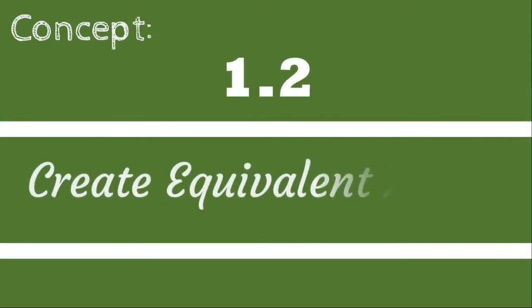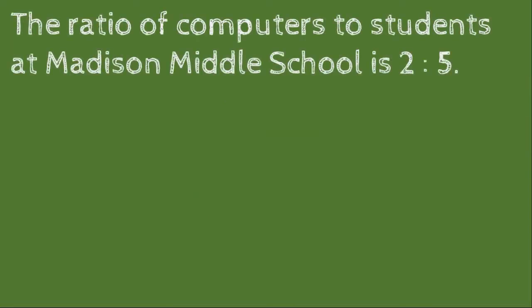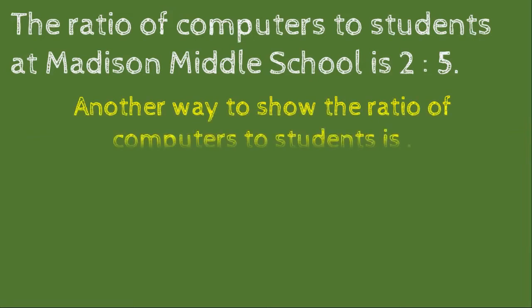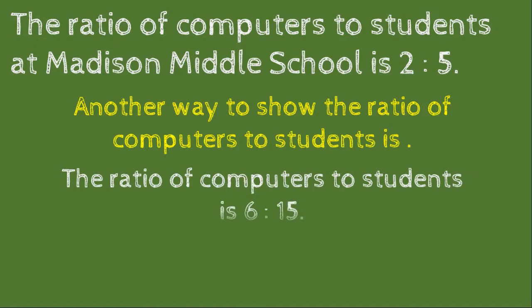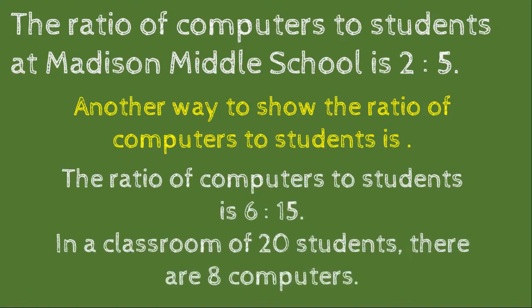And we continue. Our next concept, 1.2, create equivalent ratios. Our first example: the ratio of computers to students at Madison Middle School is 2 to 5. Another way to show the ratio of computers to students is 6 to 15. And in a classroom of 20 students, there are 8 computers. So for the first one, 6 to 15.